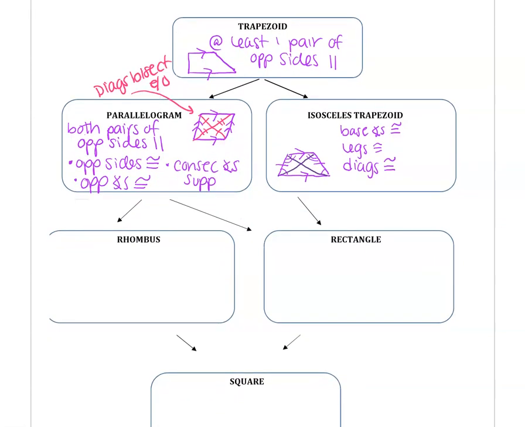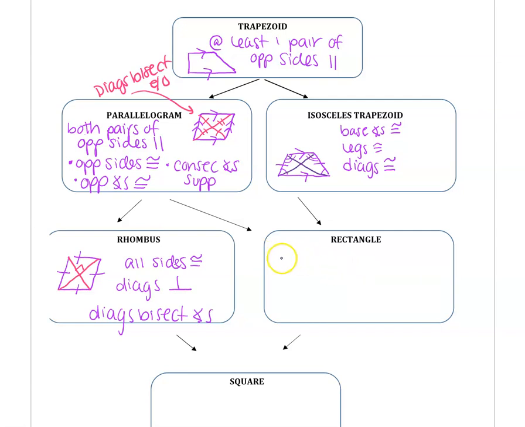All right, coming on down to rhombus. A rhombus is a parallelogram which has all the sides congruent. And one of the most used properties, I would say personally, is that the diagonals are perpendicular. Okay, it's also true that the diagonals bisect the angles. Okay, now coming over to rectangle.